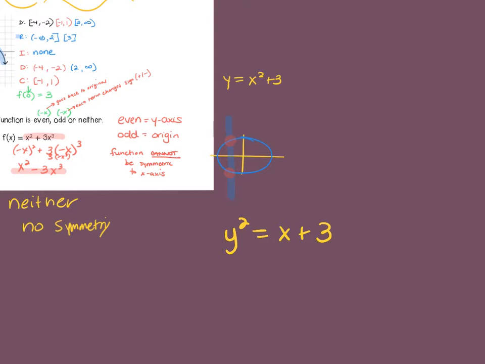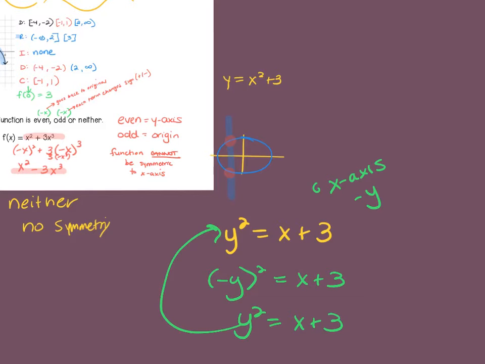The rule for x-axis is, instead of plugging in a negative x, we plug in a negative y. So when I plug in negative y, this goes back to the original, right? You see that it goes back to the original, and that has x-axis symmetry. But a function can't have x-axis symmetry because there's an f of x and not a y. We're not done, but I think I saw a question that has a y, so I'll review it again if that's the case.